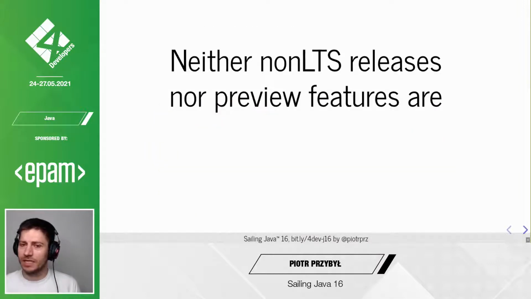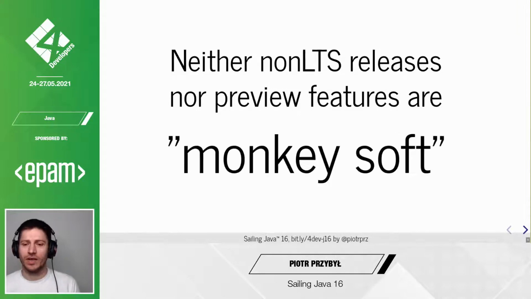So please let me say that aloud: neither non-LTS versions nor preview features are like monkey soft or banana soft or anything like that, right? They are as stable and robust as any other version. So why wait if you can jump on this wagon and try using new features, or even better, the performance improvements from the latest versions, like new garbage collectors, new metaspace, and so on and so on.